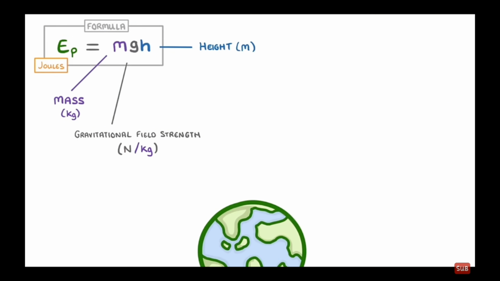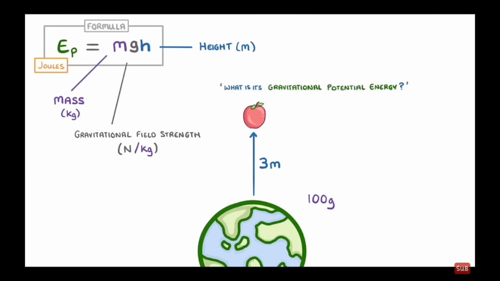As an example, let's imagine we have an apple with a mass of 100 grams, and we throw it 3 meters up in the air. What is its gravitational potential energy? The first things we need to do are write out our equation and check that everything's in the right units. So we need to convert the 100 grams into kilos by dividing it by 1000 to give 0.1 kilos.